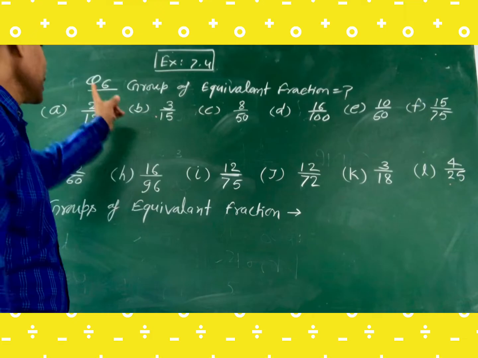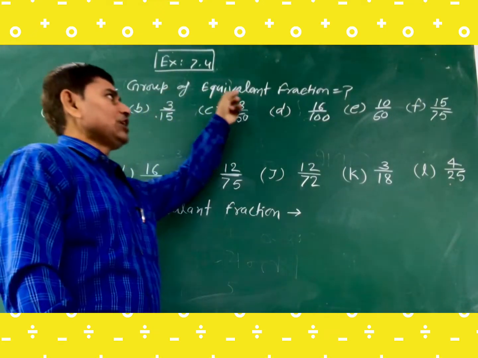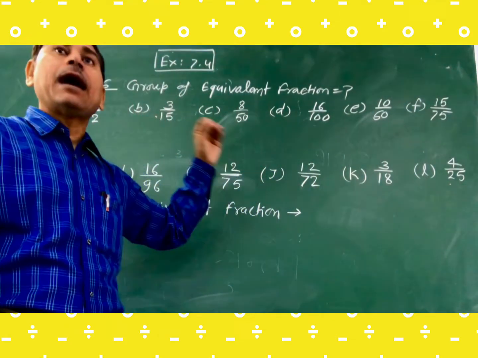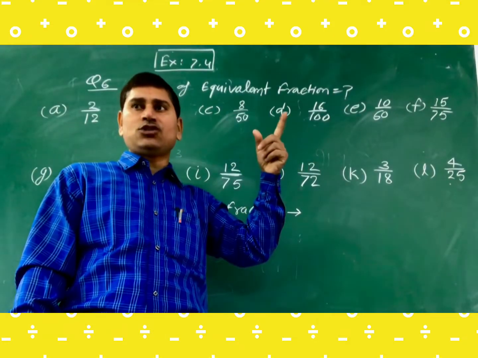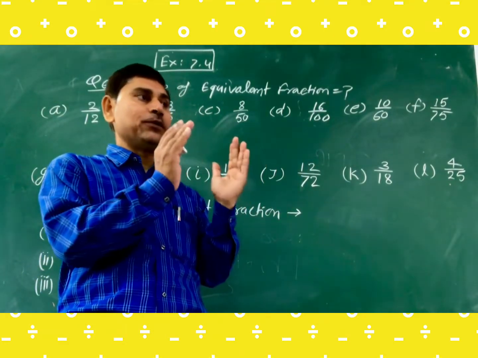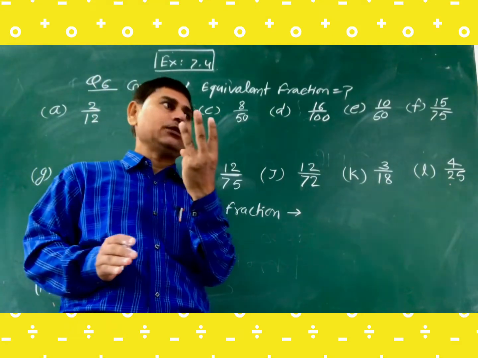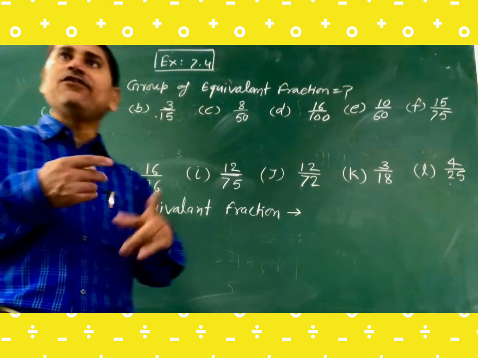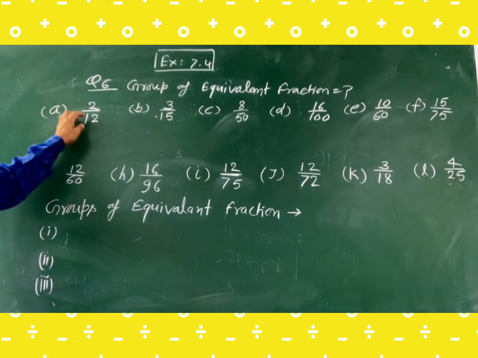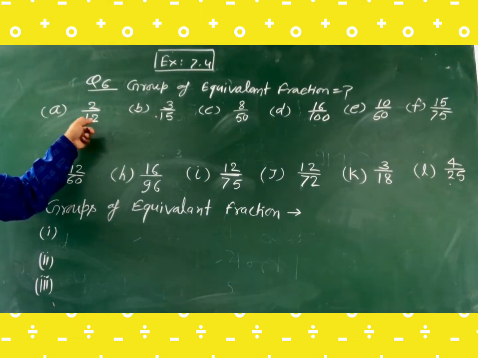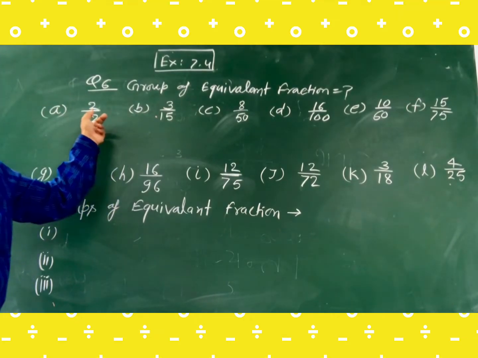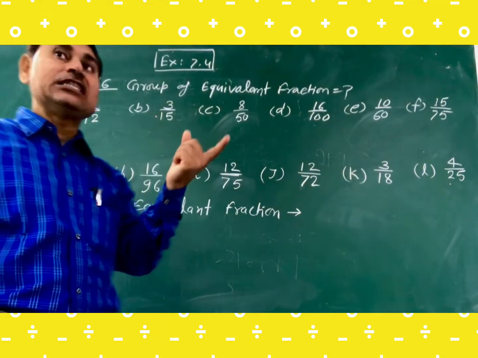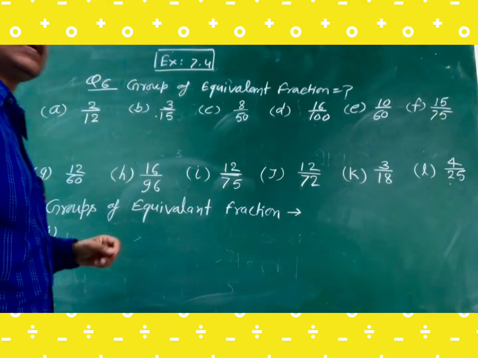Friends, see here, this is question number 6. A group of equivalent fractions is required out of these given fractions. After changing them to the simplest form, you make groups of 3 equivalent fractions. So how can you make the groups? The first fraction is 2 by 12. Here you will convert this fraction into the simplest form by dividing numerator and denominator by a common table.